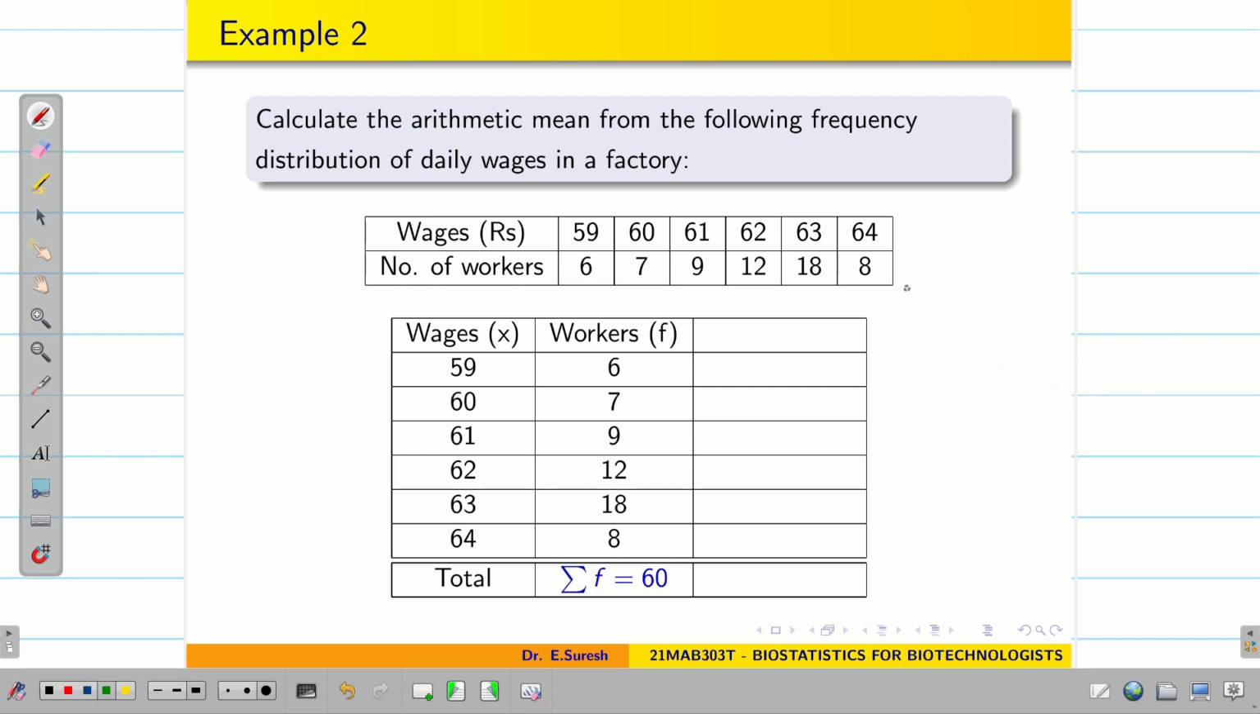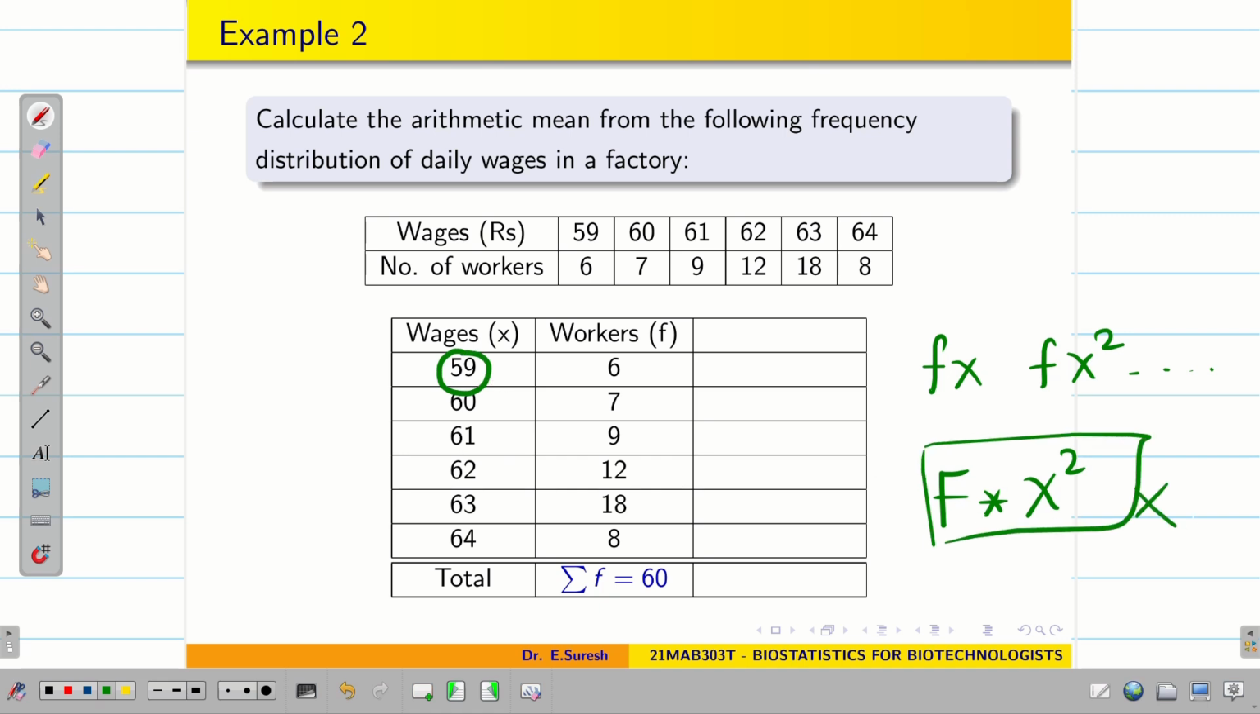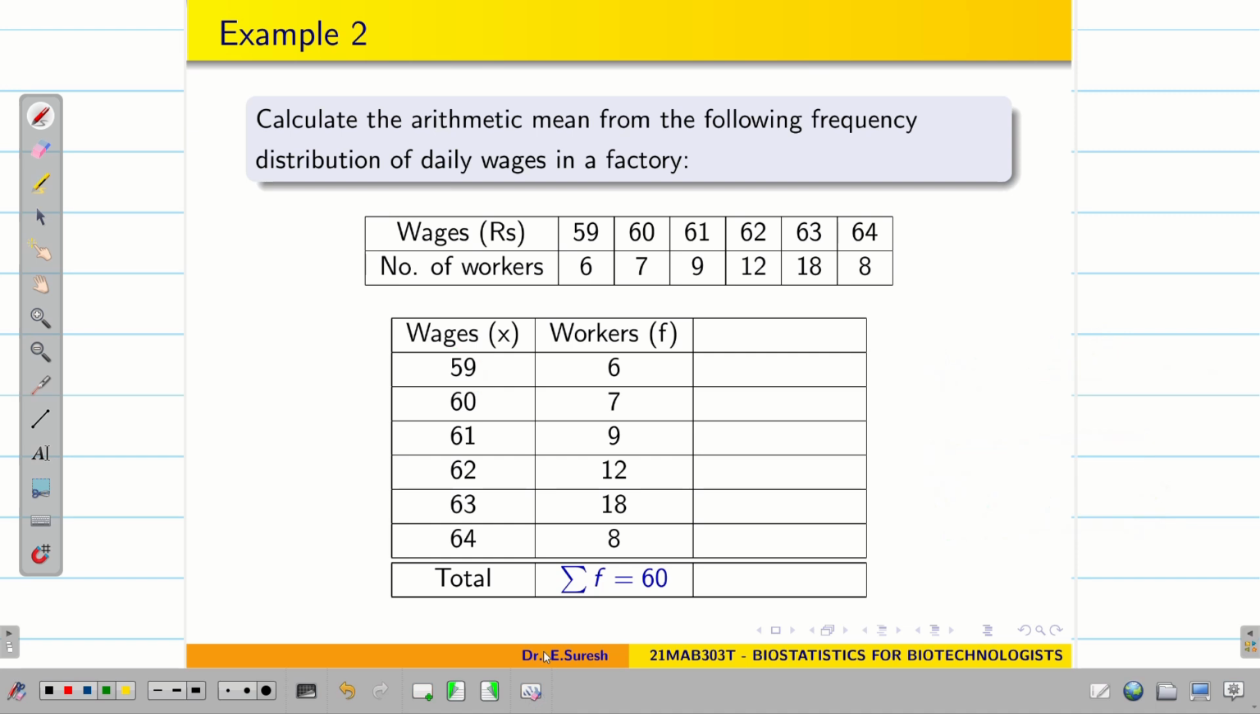But in future we are going to find standard deviation and all the other kinds of things. For this we are going to find Fx, Fx square, etc. Here we may make an error if we write first frequency and then X. Sometimes instead of F, if you enter X, then it is going to be wrong. So from the beginning, just follow this.